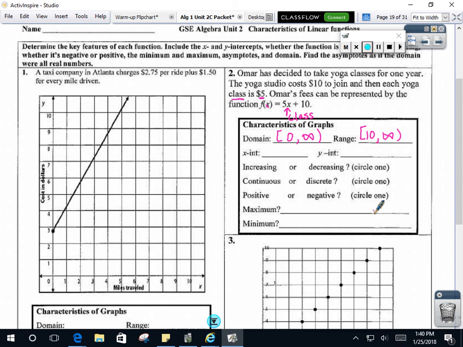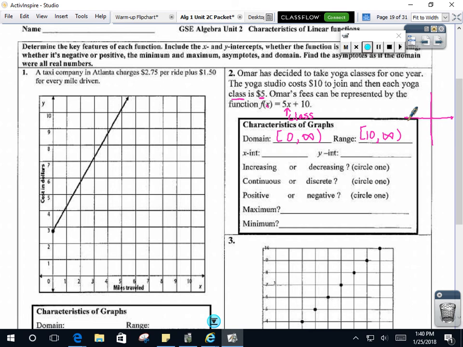Well, it is, but then it's $5 for every class she takes. And since she's allowed to take an infinite amount of classes, it'll be an infinite amount of money, since we don't really know. Okay, now, even though there's not a graph, if I were doing this problem myself, I would do a little sketch. It would just help me to see a visual.